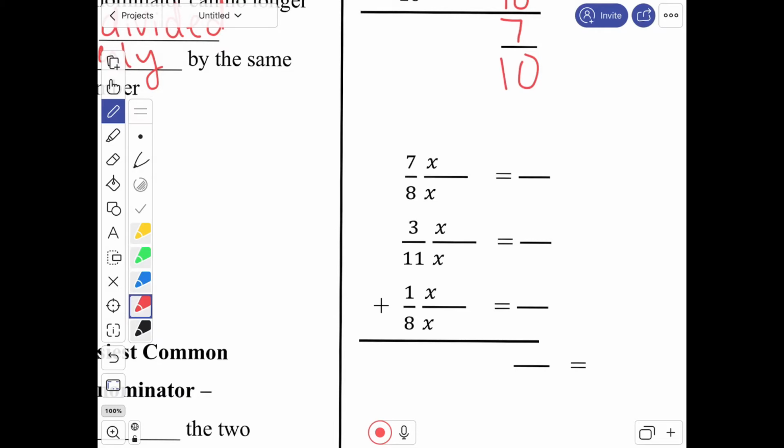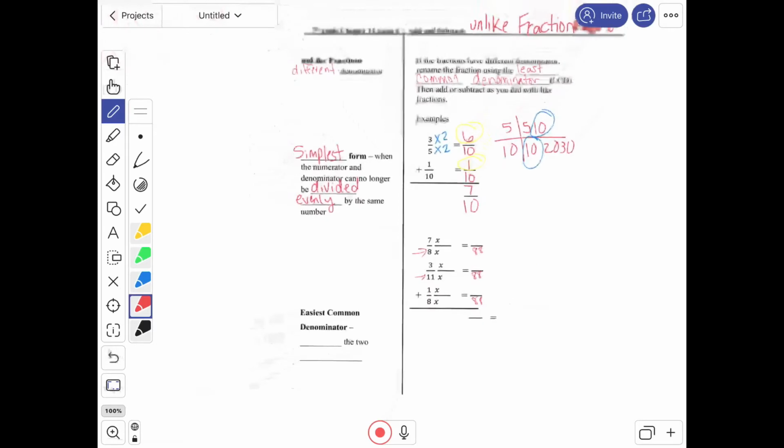Next example. We have 3 fractions, but really only 2 denominators. So the denominator that they have in common would be 88. And I got that by just multiplying the two denominators. I multiplied that times that.